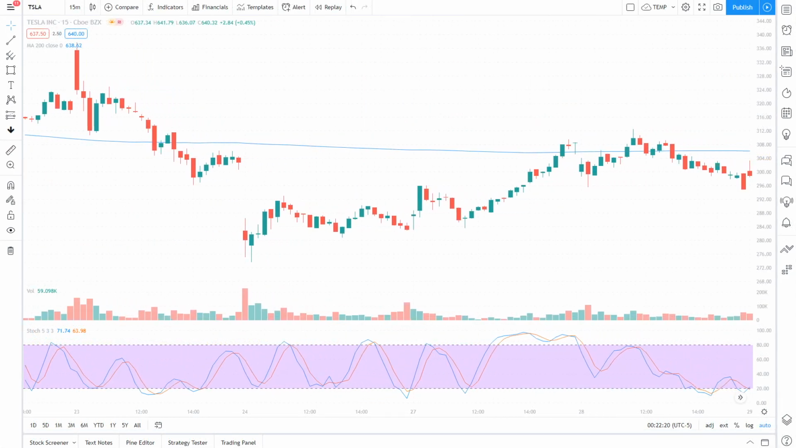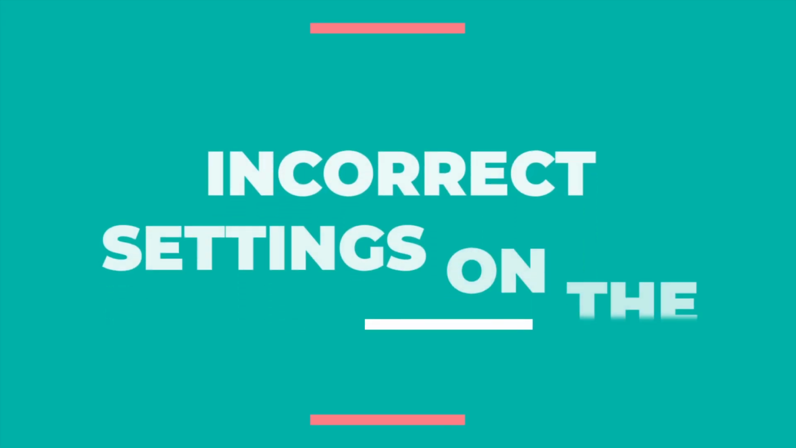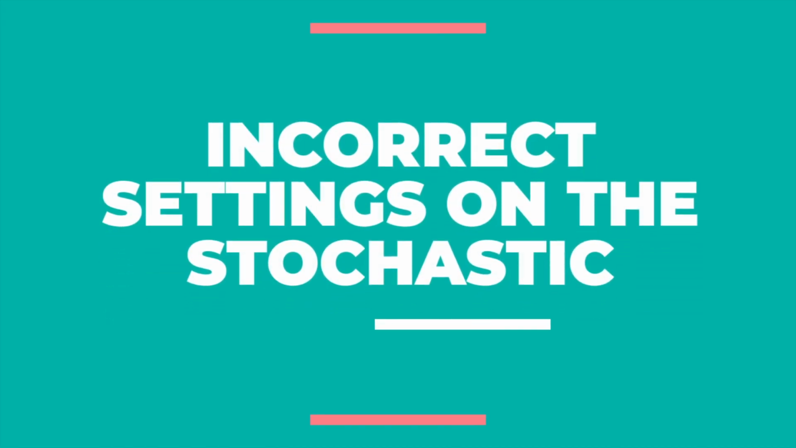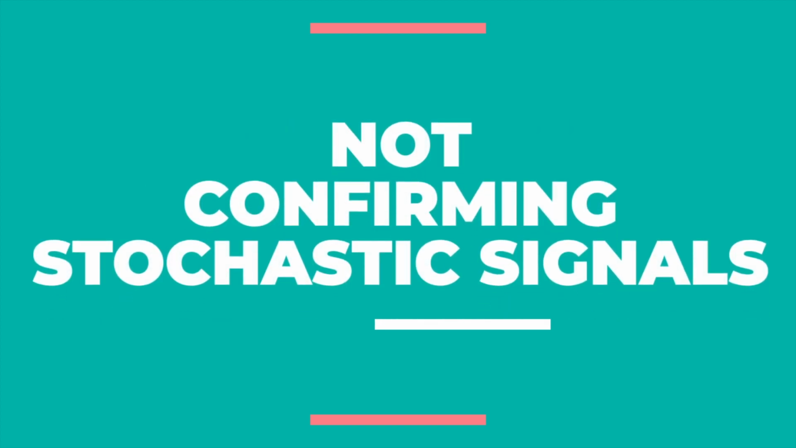The three most common mistakes made by beginner traders using the stochastic are: 1. Not having their stochastic indicator set to the correct values. 2. Blindly following stochastic signals as trading opportunities without additional confirmation. And 3. Trading based on the noise as opposed to valid signals.